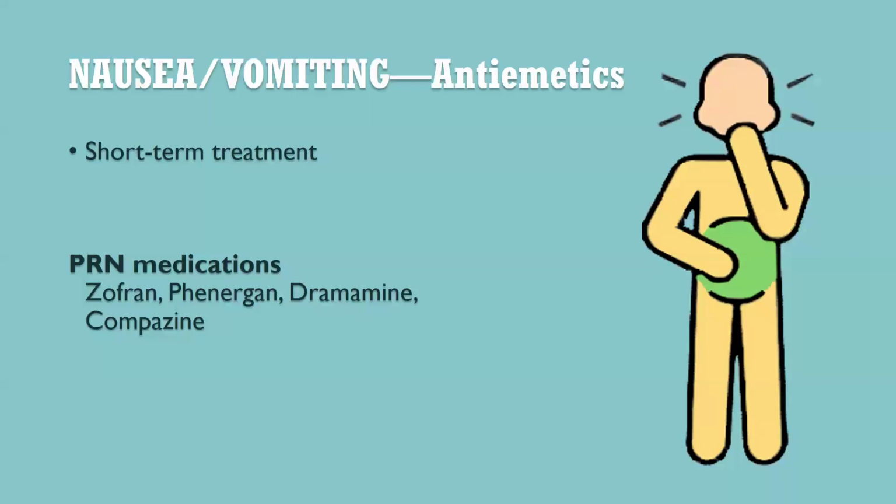And then nausea, vomiting, generally treatment is fairly short term. If someone has nausea, vomiting that is not resolving within a shorter time frame, definitely follow up with your providers. But medications that you might see ordered as needed for nausea or vomiting are Zofran, Phenergan, Dramamine, or Compazine. Out of the four of those, Zofran is the only one that isn't going to be sedating. The rest of them actually can cause significant sedation, especially if used frequently. So that is just something to be cognizant of.